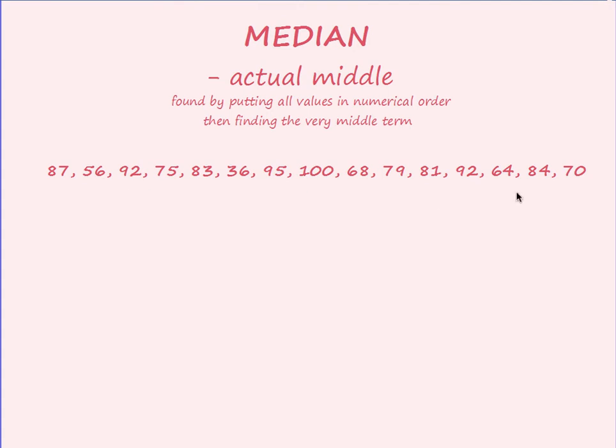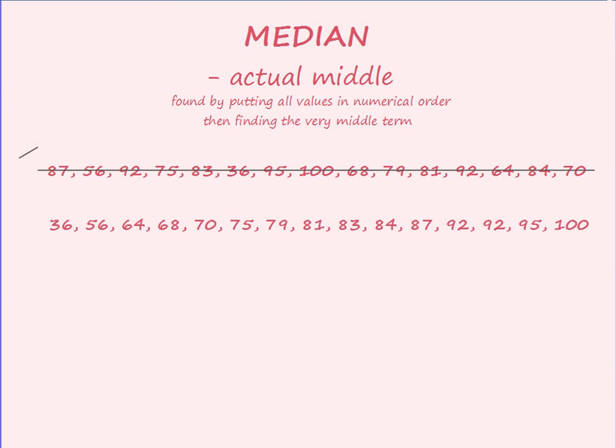And obviously these test scores are not in any kind of numerical order, so we need to fix that. We need to make sure that this is in order least to greatest, so we're going to put 36, then 56, then 64, and so on. We need to make sure that when we're done putting these in numerical order, we still have 15 test scores. Be really careful that you haven't missed any when you're putting them in order.